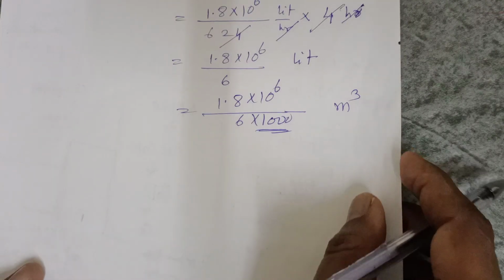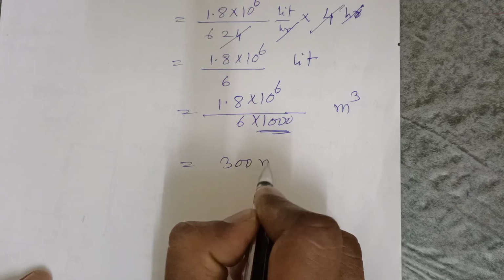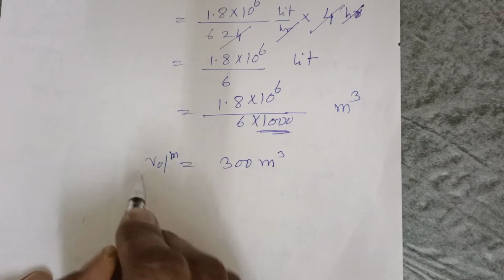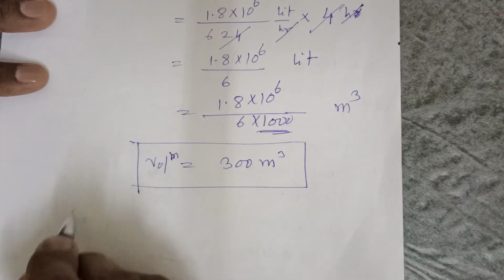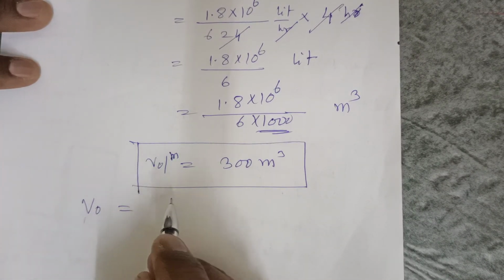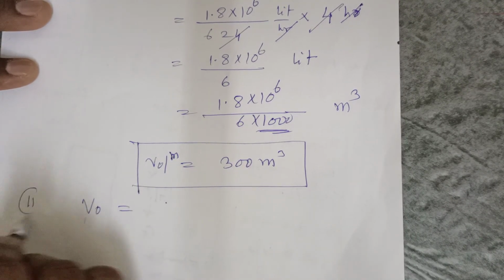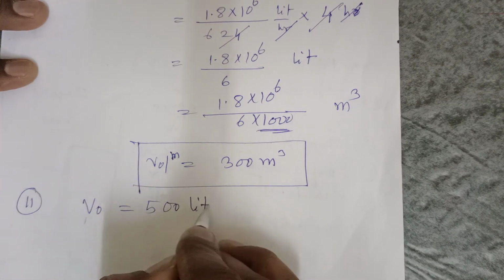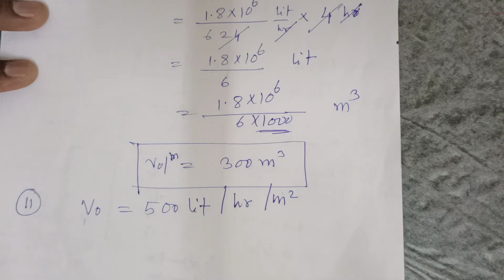When I solve this, I will get 300 meter cube. This is the volume. Now the next term is given as surface overflow rate, V0, which is given as 500 liter per hour per meter square, right?